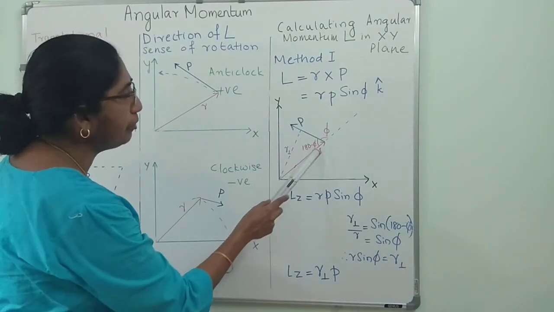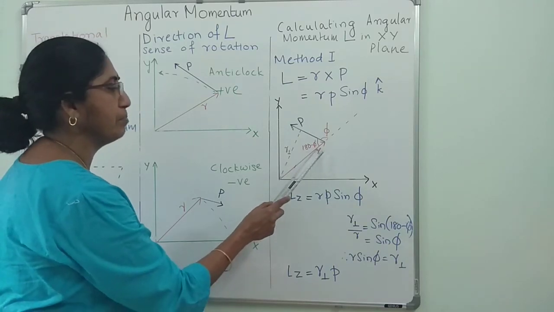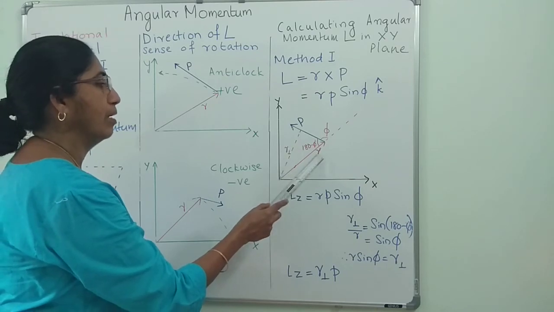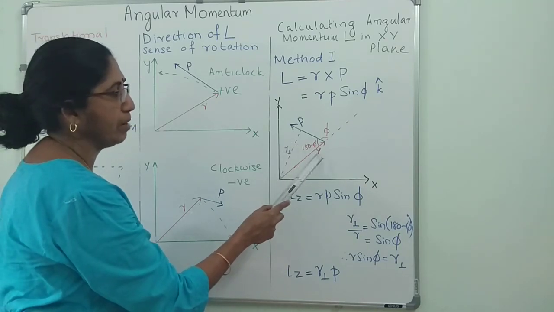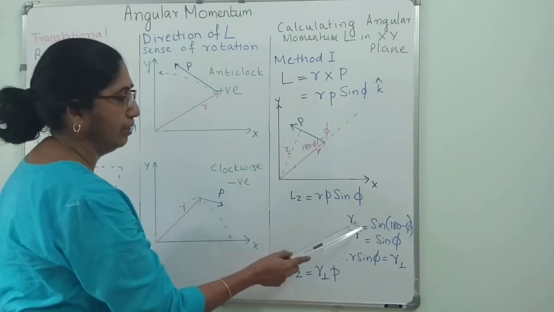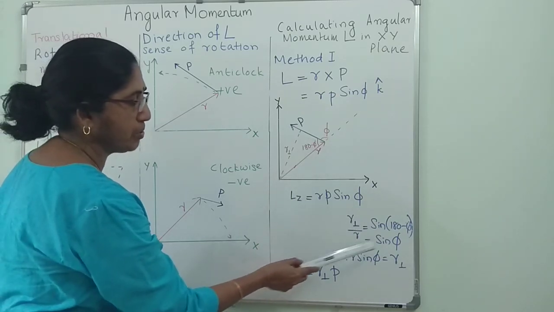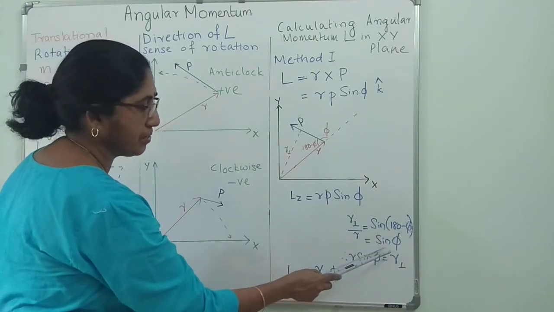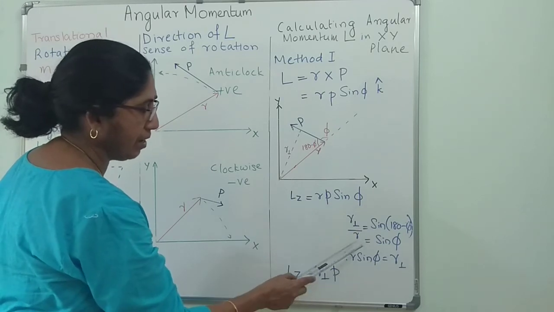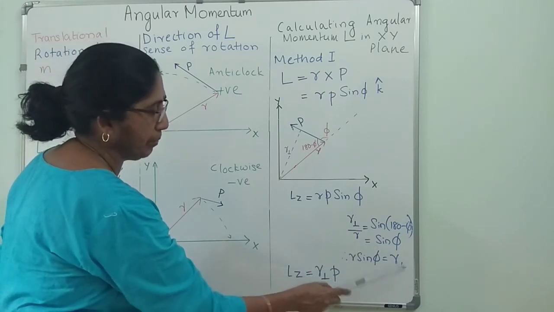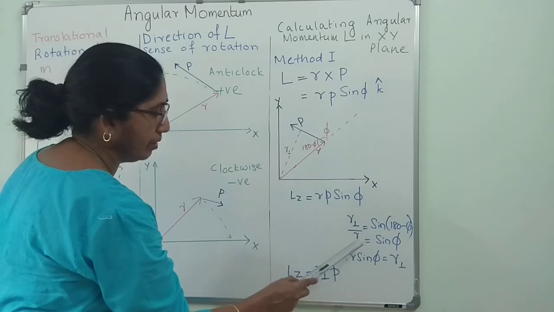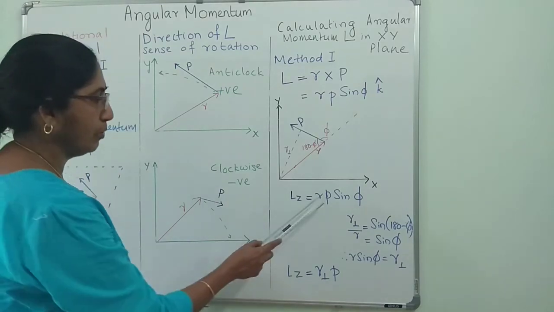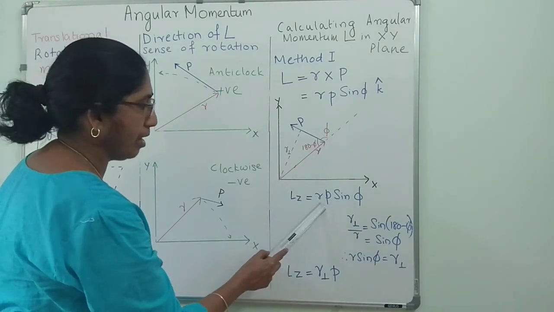Now, if you look at this triangle, this angle is 180 minus phi. So the opposite side will be R perpendicular. Hypotenuse will be R. Opposite side by hypotenuse is equal to the sine of this angle. So opposite side by hypotenuse equals sine of 180 minus phi. Sine of 180 minus phi is the same as sine phi. So I can rearrange this as R sine phi is equal to R perpendicular. R perpendicular will be equal to R sine phi. So instead of R sine phi, I can write R perpendicular.